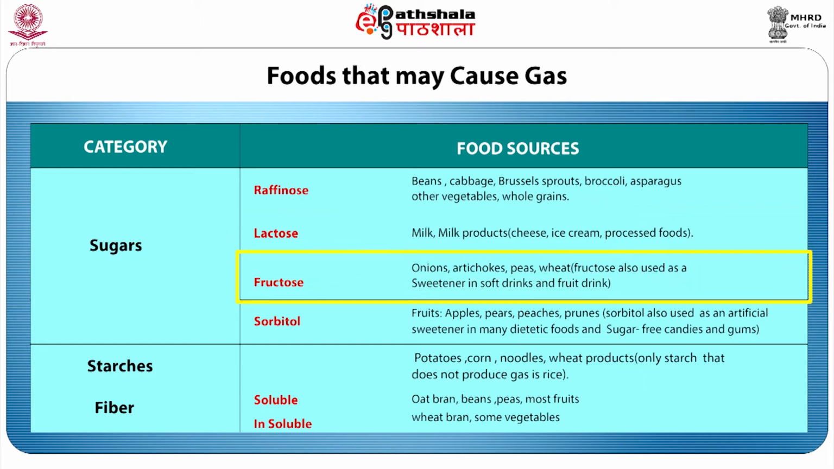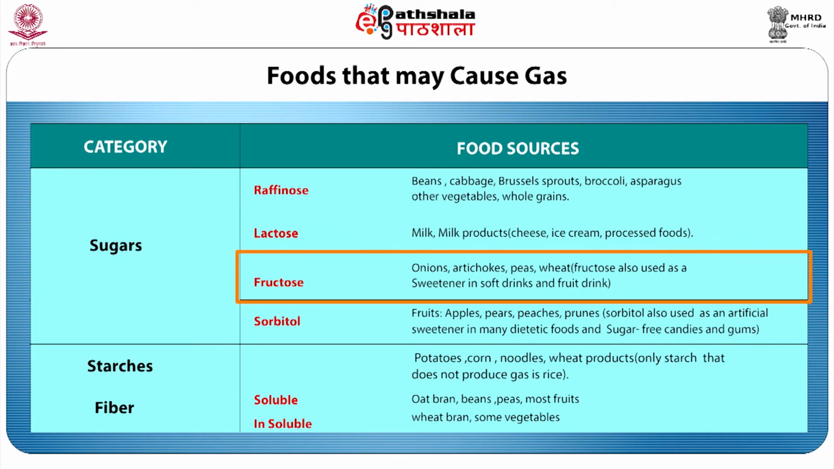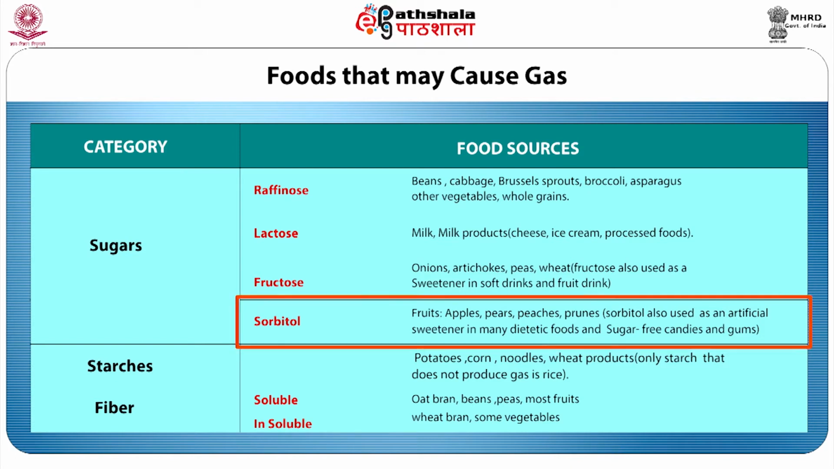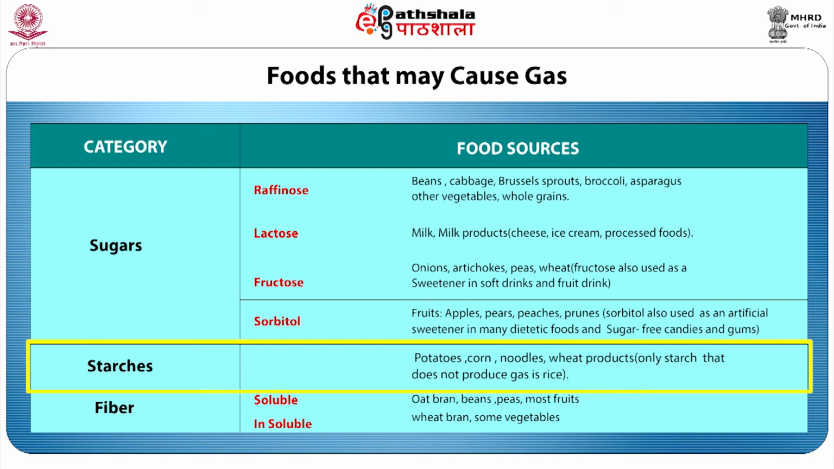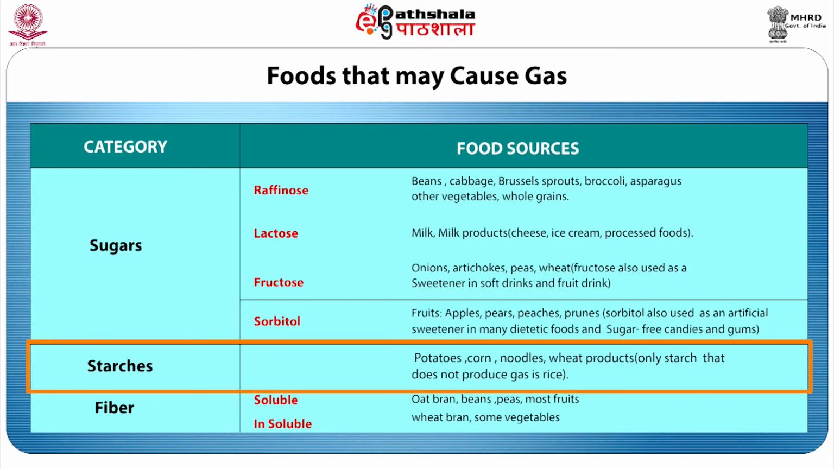Fructose in onions, artichokes, peas, wheat, and fructose used as a sweetener in soft drinks and fruit drinks. Sorbitol in fruits like apples, pears, peaches, prunes, and sorbitol as an artificial sweetener in many dietetic foods and sugar-free candies and gums. Starches in potatoes, corn, noodles, wheat products, all these produce gas, but the only starch that does not produce gas is rice.